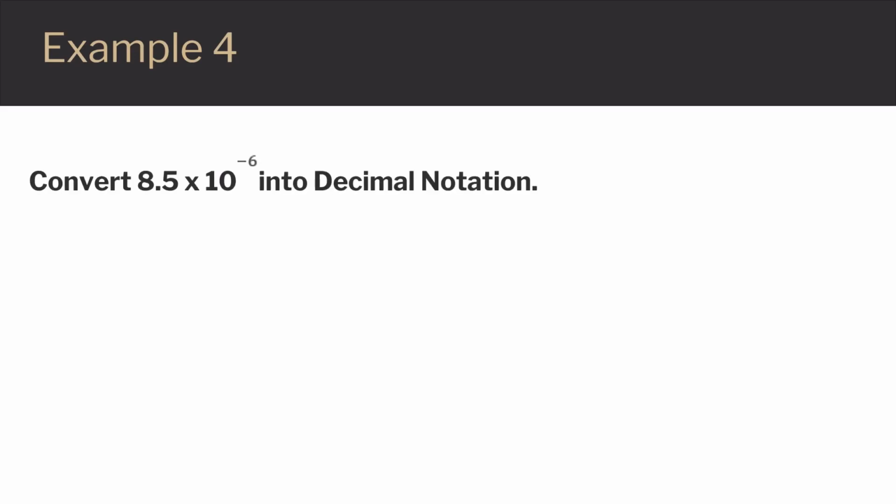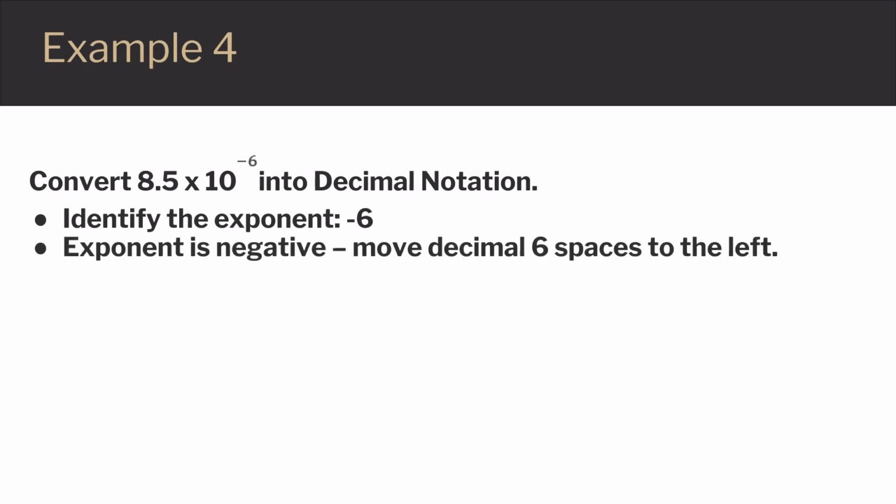Let's take a look at one more example. Here we're going to convert 8.5 times 10 to the negative sixth power into decimal notation. We're going to first identify the exponent, which is -6. So that means we're going to move the decimal place 6 spaces, and because it's negative, we'll move it to the left. So this number will be very small.